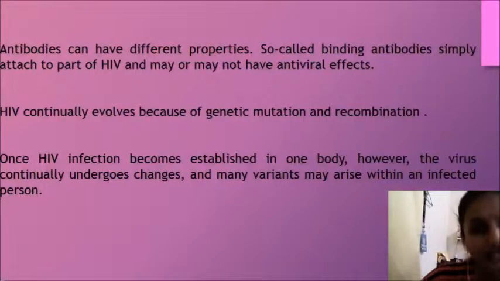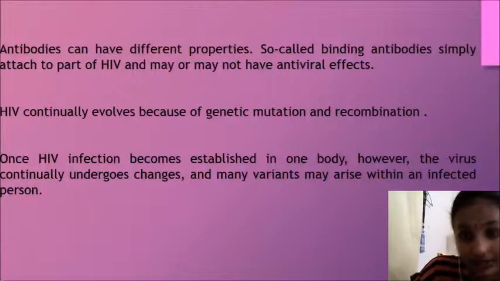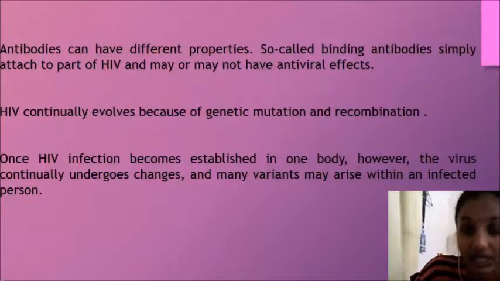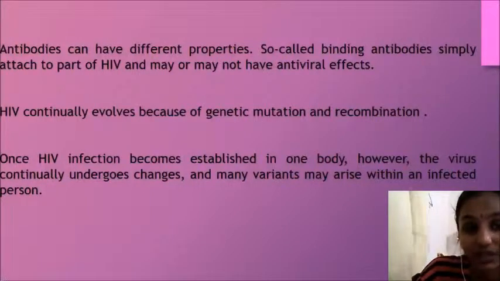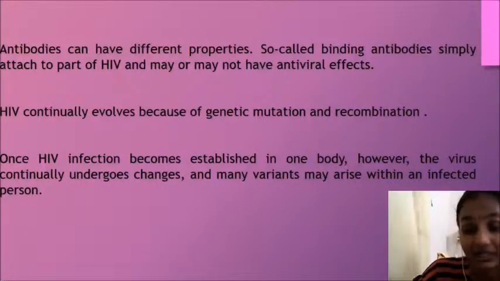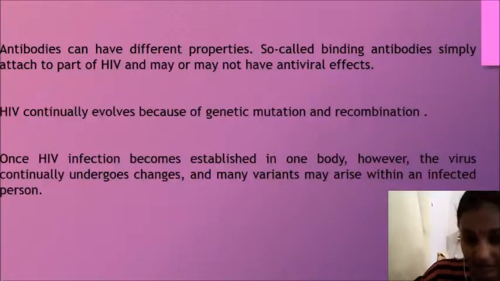The next one is that HIV continually evolves because of genetic mutation and recombination. Once HIV infection becomes established in one body, however, the virus continually undergoes changes and many variants may arise within an infected person. So scientists have difficulties producing an HIV vaccine due to these factors.